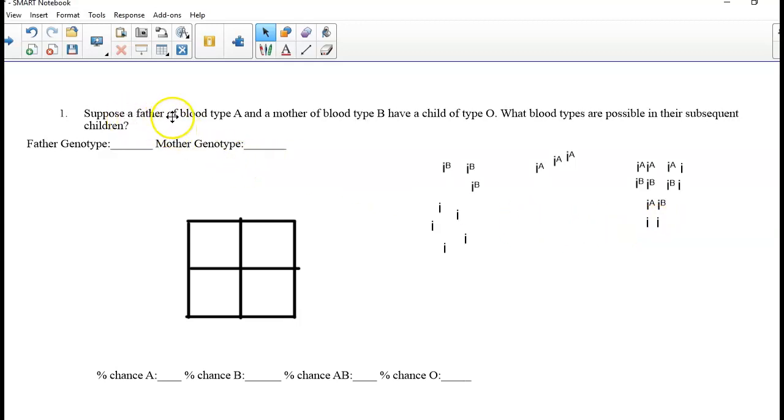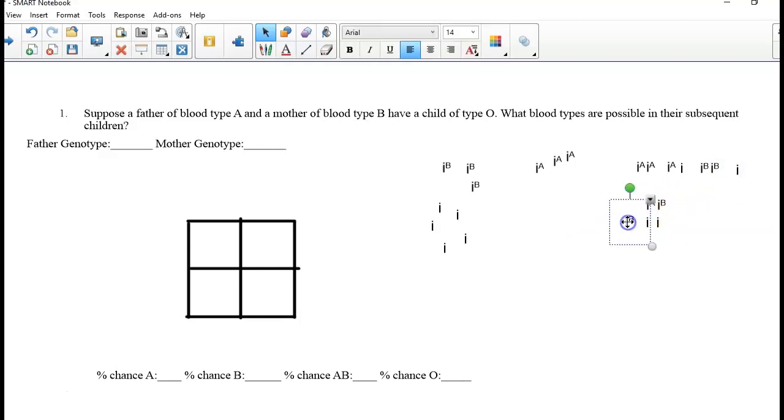It says, suppose a father with blood type A and a mother of blood type B have a child of blood type O. So you might be saying to yourself, wow, that's not possible, Mr. Adolf. How can you have an A blood type and a B blood type give an O blood type? Well, let me explain how. If I have two possibilities here, let's say the first one says the father has blood type A, right? I didn't tell you what his genotype is, right? So he could be IAIA or IAi.